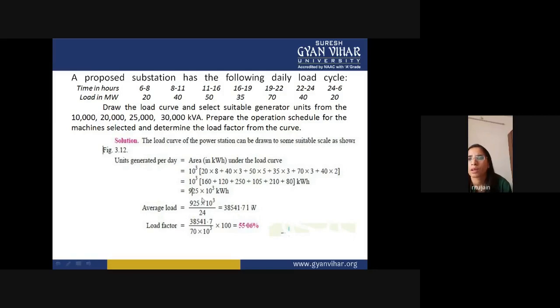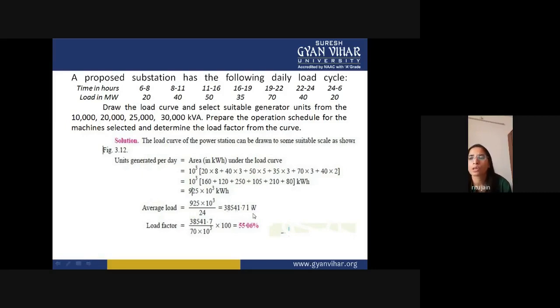Okay. Now we next come to this point: what is your average load? So average load can be calculated by dividing the units by 24 hours of a day. So you can easily calculate the average load. Next, load factor. The formula of load factor, I have already told you: average load upon maximum demand.